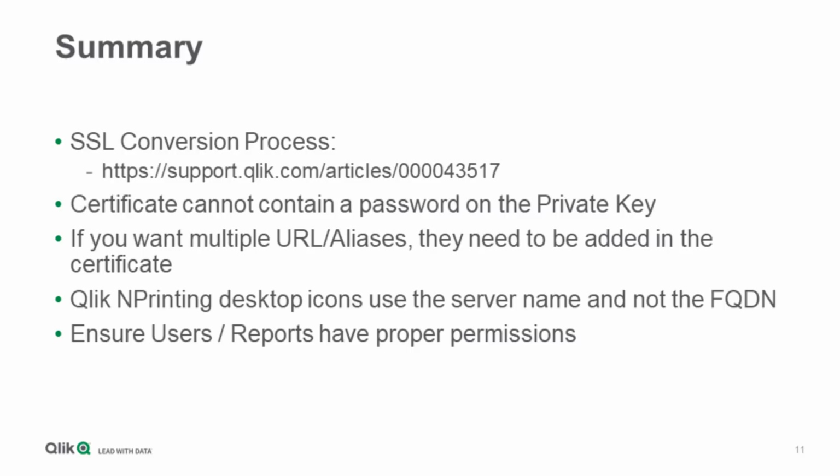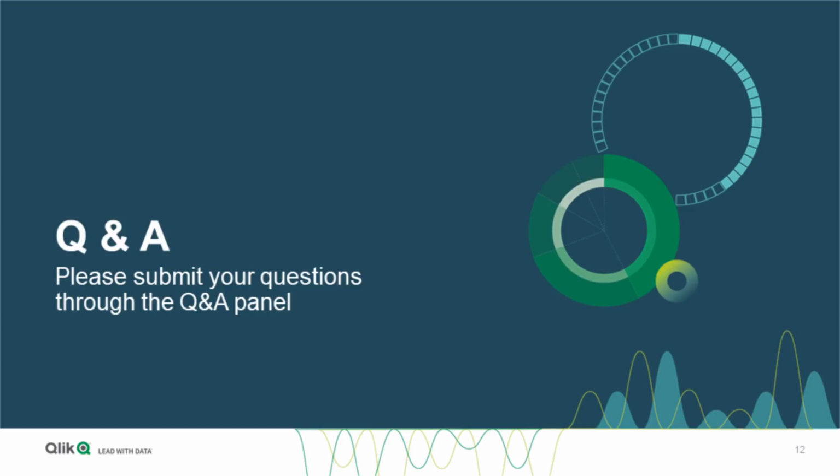Ensure the users and the reports have proper permissions. Ensure that the trusted origins have been added as per your NPrinting and Sense server host names and fully qualified domain names. And lastly, if you are receiving any error messages, you can open the DevTools and look at the web engine logs from NPrinting to see what exactly is occurring in the background.